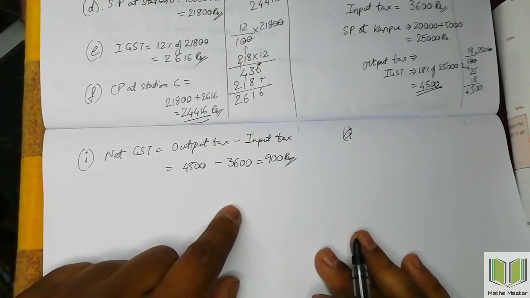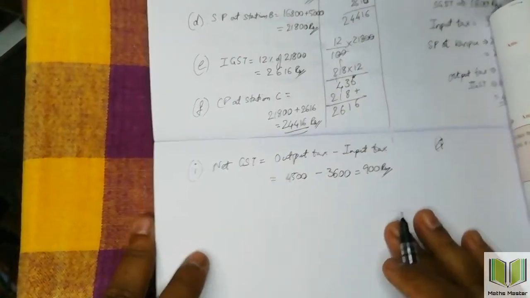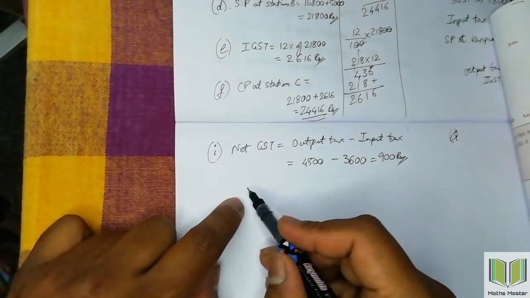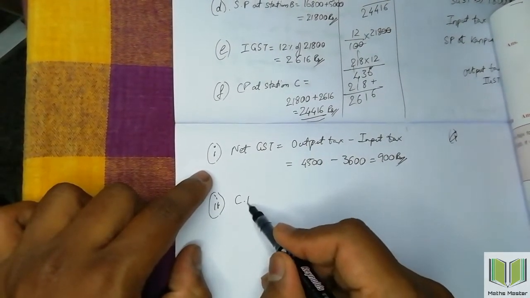Now the cost of goods and services at Jaipur. What will be the cost of goods and services at Jaipur is what they are talking about. The second part of the question is CP at Jaipur.